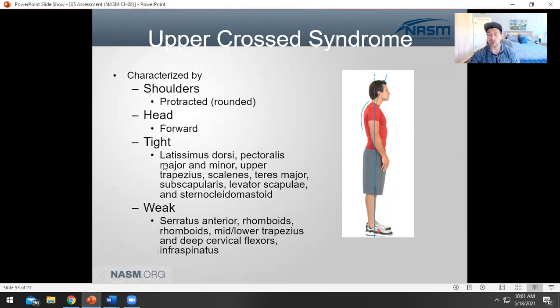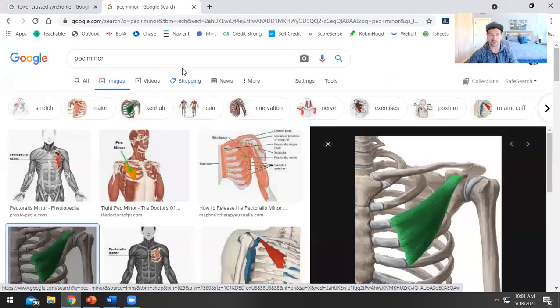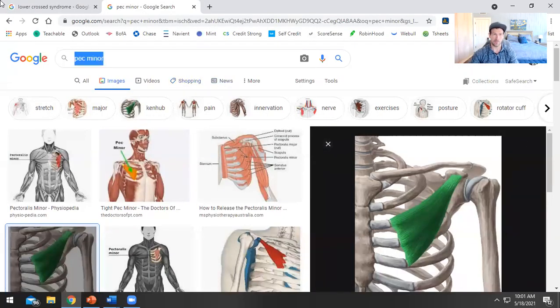So now we've addressed most of the rounding part, right? It's the pec minor, it's the pec major, it's the lats. That's rounding our shoulders forward. But then we've got to look at what's causing this dumping action in the head. Why is our head falling so far forward, right? Well, that is going to be your upper trapezius, your trap muscles, right?